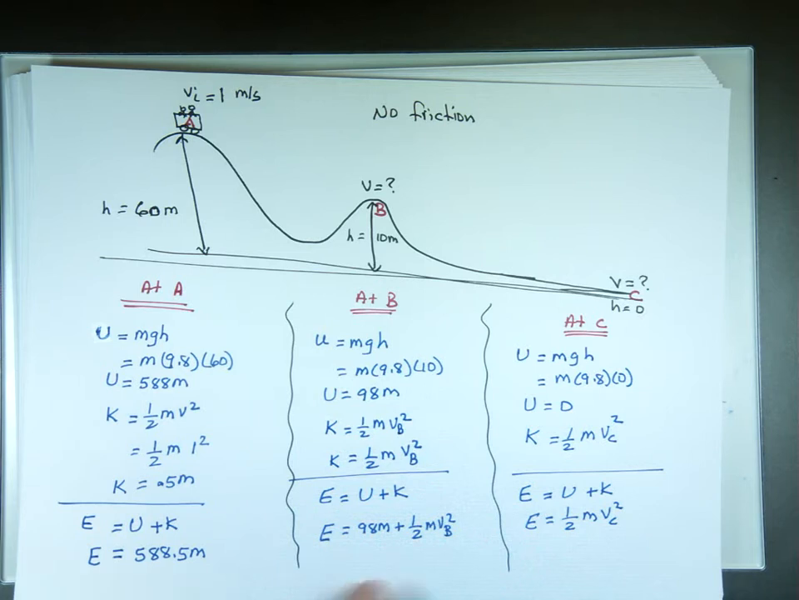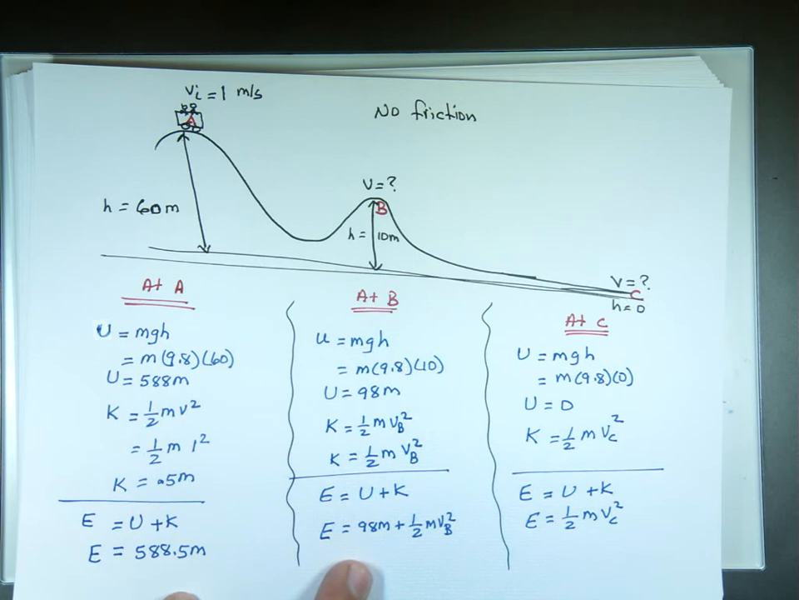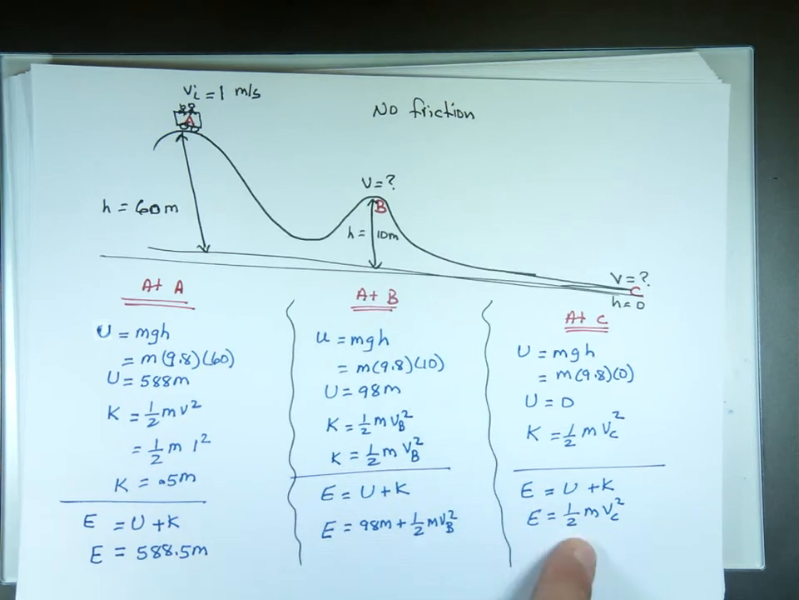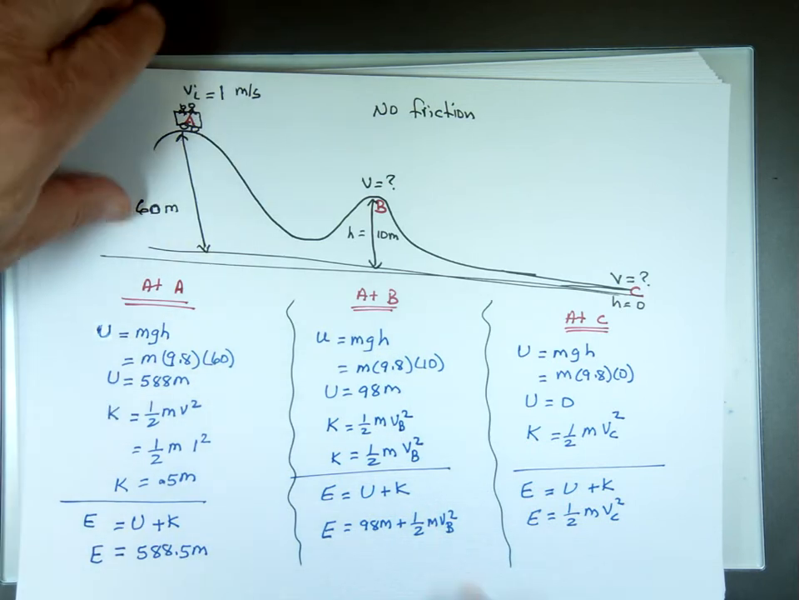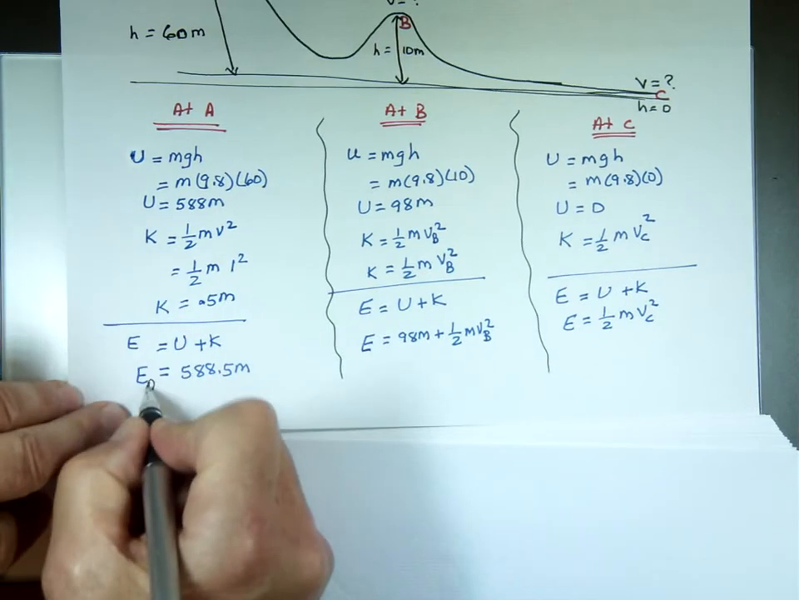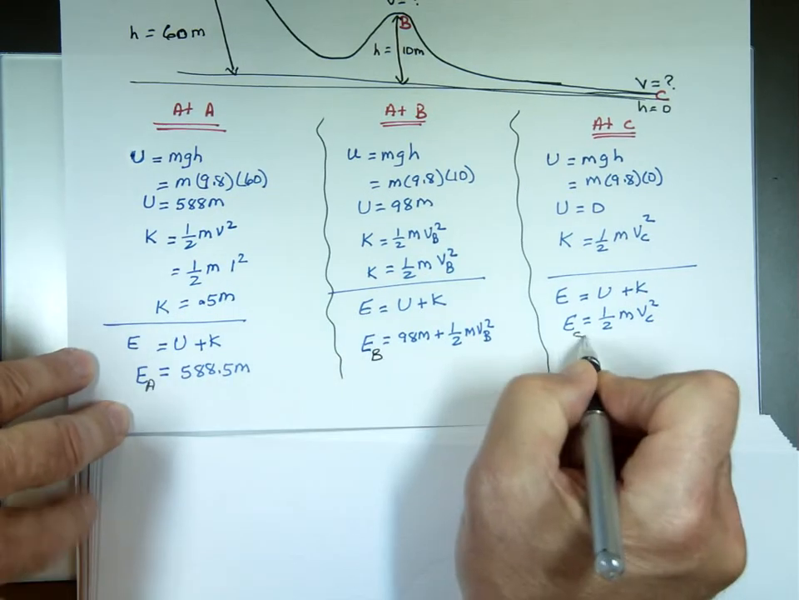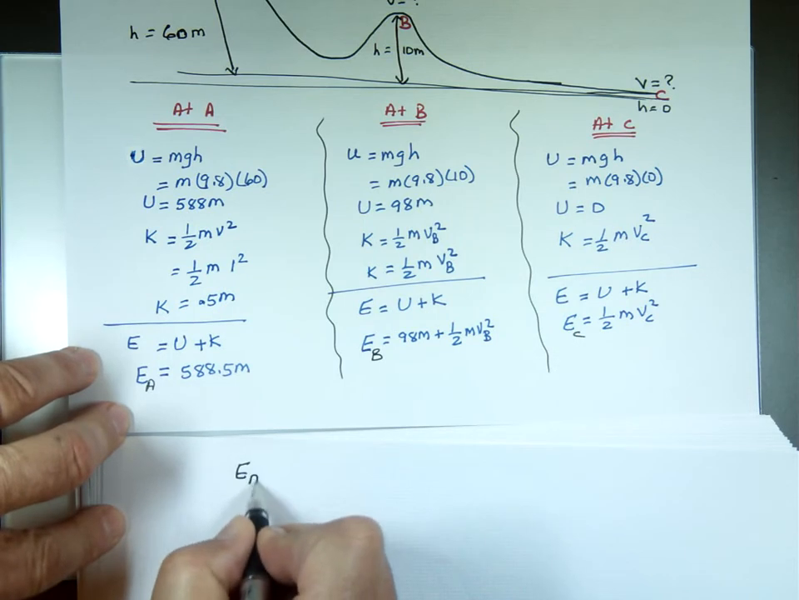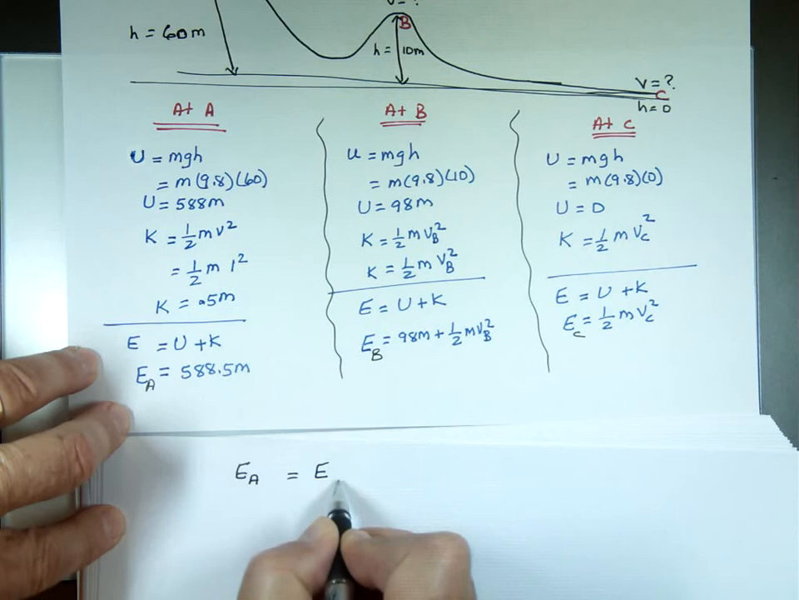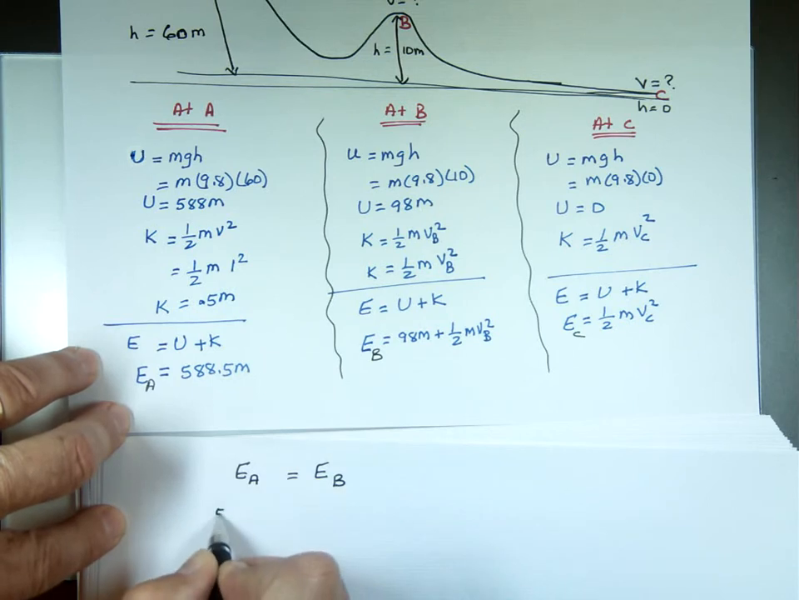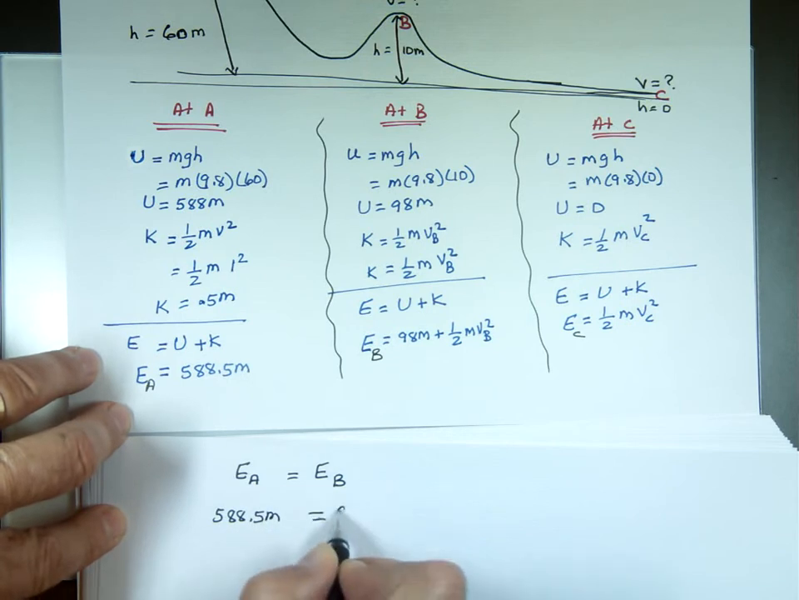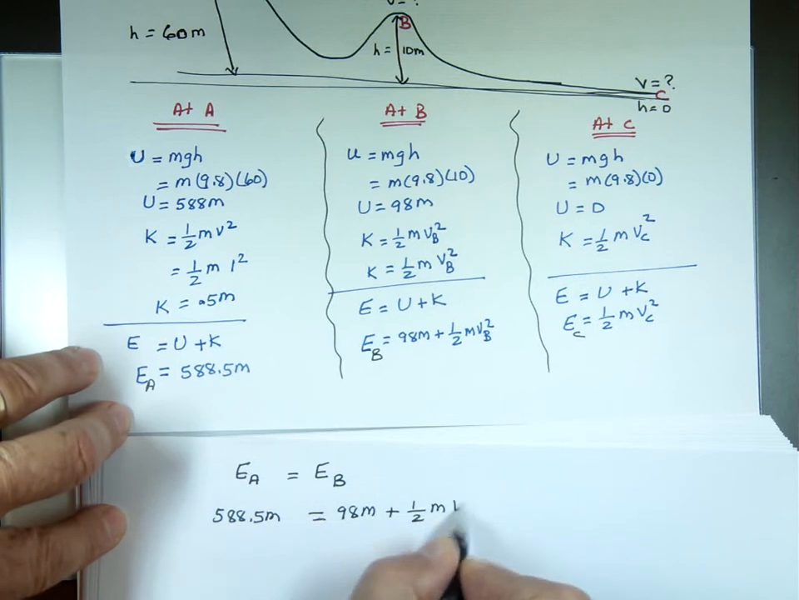What do we know about these two numbers? They should be the same, just like these two should be the same. They have to equal each other, so let's set them equal to each other. This is the total at A, this is at B, this is at C. So the total mechanical energy at A should equal the total mechanical energy at B: 588.5 m equals 98 m plus 1/2 m velocity at B squared.